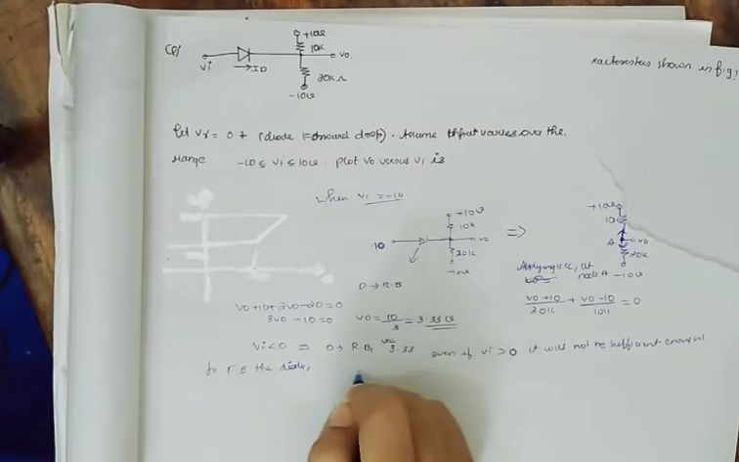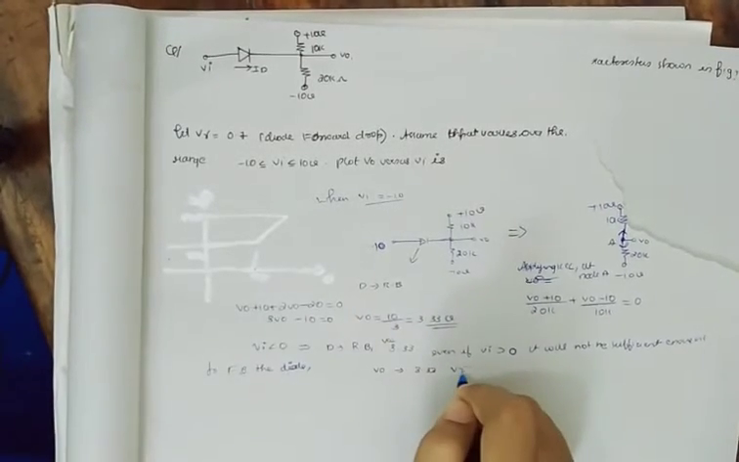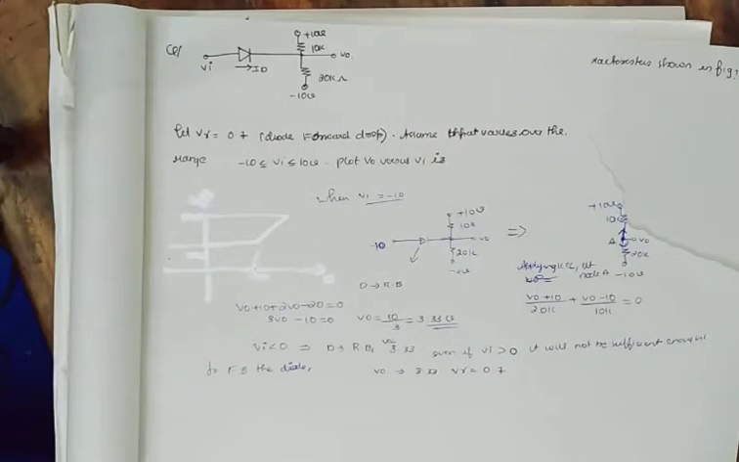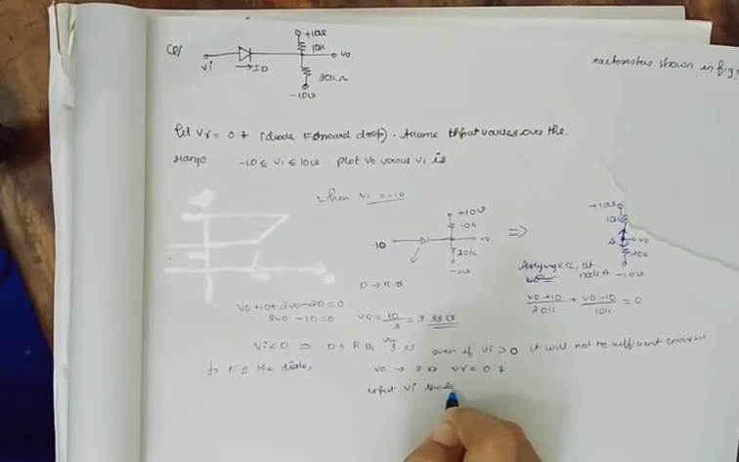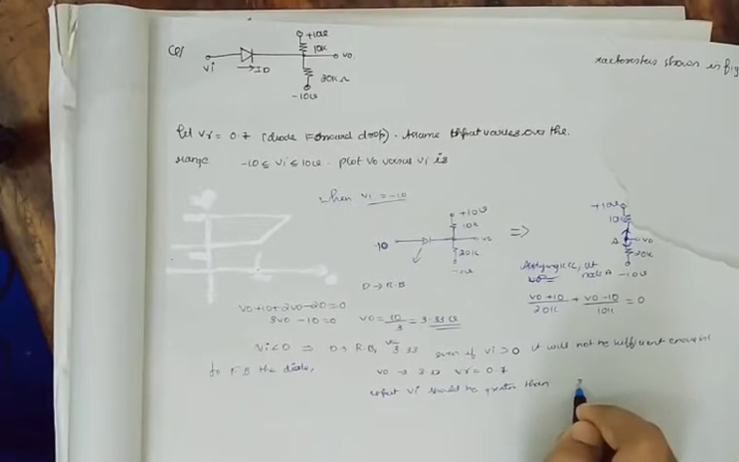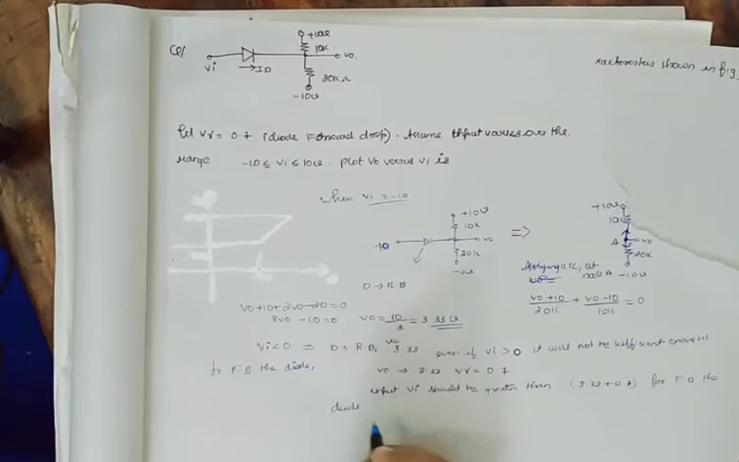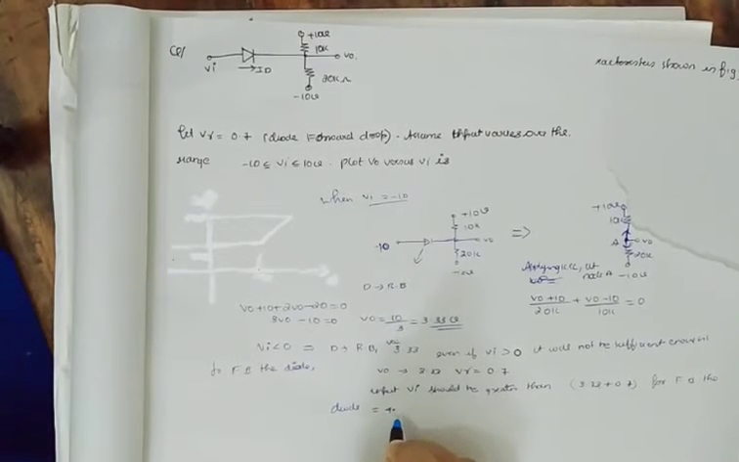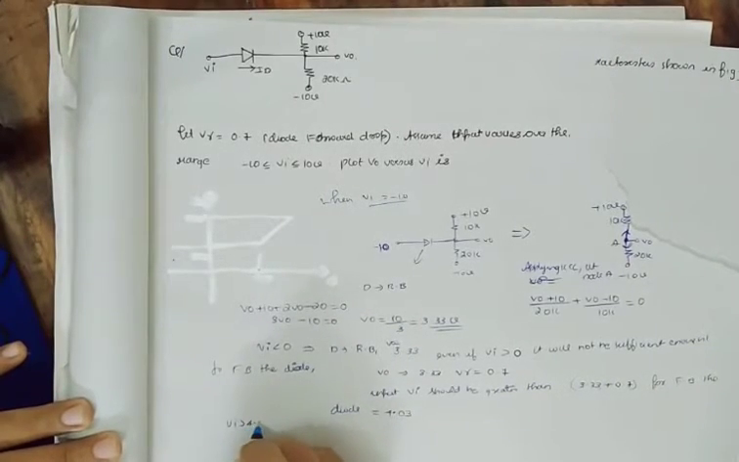Why? Because V0 now is 3.33 and the battery potential is 0.7. So the input Vi should be greater than 3.33 plus 0.7 for forward biasing the diode. Please keep this in mind, which is equal to 4.03. Vi should be greater than 4.03, and then the diode becomes on.